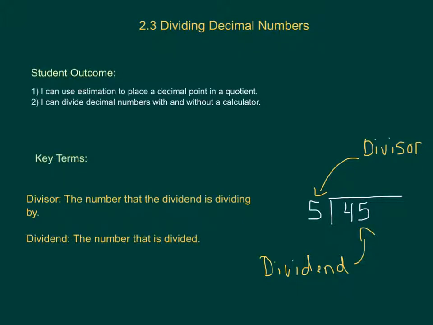B's Math class. Today we're looking at 2.3, dividing decimal numbers. Our student outcomes for today are: I can use estimation to place a decimal point in a quotient, and I can divide decimal numbers with and without a calculator.